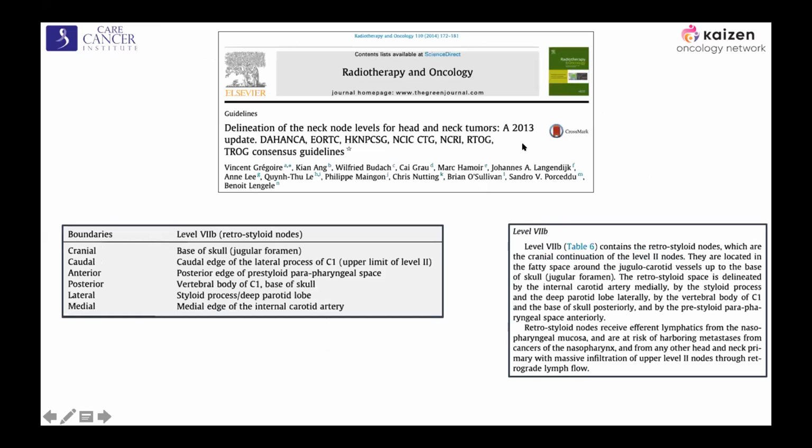It was only described in this 2013 update, where they proposed it as a new nodal level. And the implication was this: it is rare to have a node in level 7B unless you have bulky involvement of level 2. So unless you have a level 2 node, you don't have to treat all the way up to the base of the skull. You can restrict yourself to the first cervical vertebra transverse border.